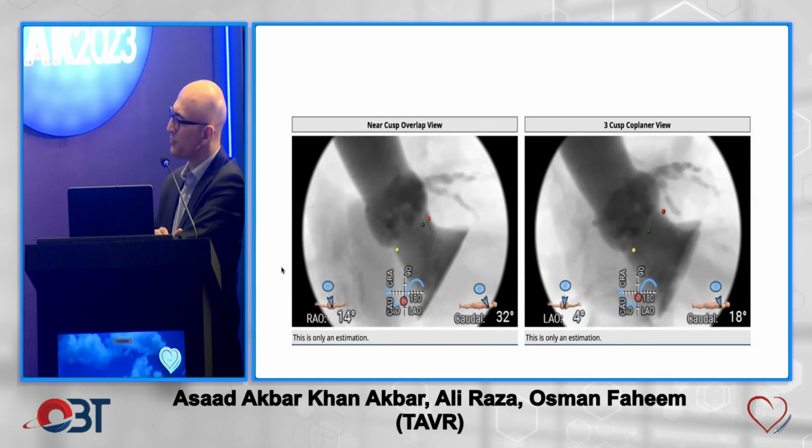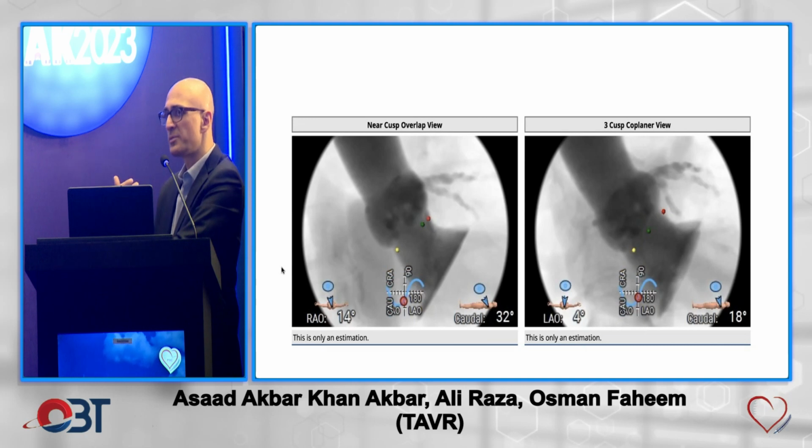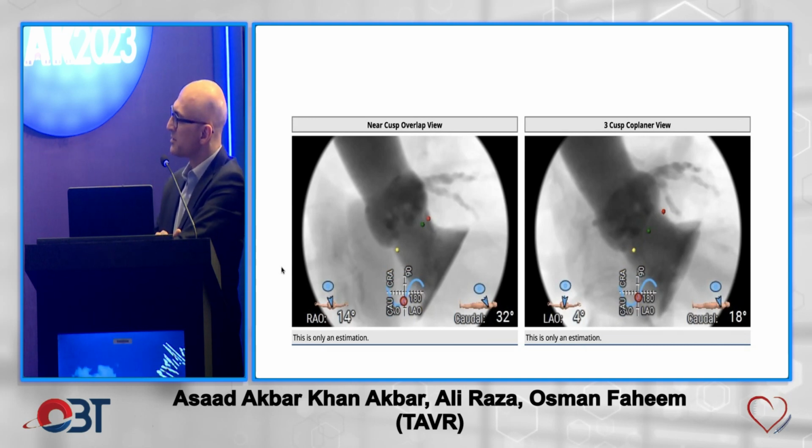But look at the angle, RAO 14, caudal 32. That's a tough angle to be working in. And in an obese patient, you would not have good penetration and good imaging. So then sometimes you have to fall back to your traditional 3-cusp coplanar view.